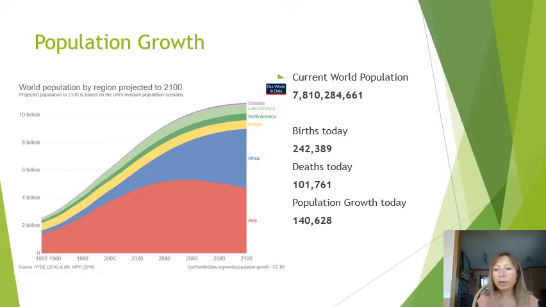It's important to be aware of several global trends that are happening simultaneously. One of them is the population growth. Human population has never been so large as it is now. In fact, we are quickly approaching 8 billion people, and this is a lot.